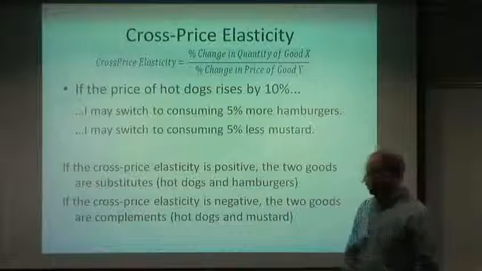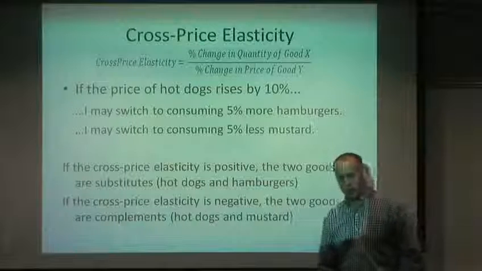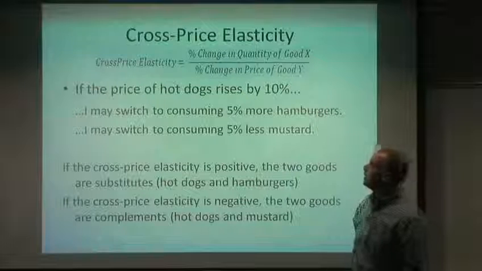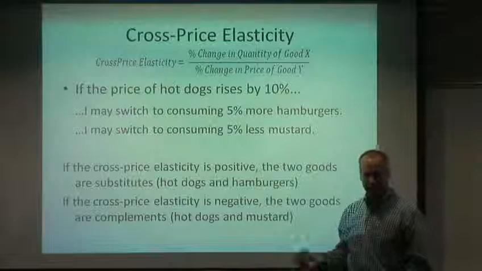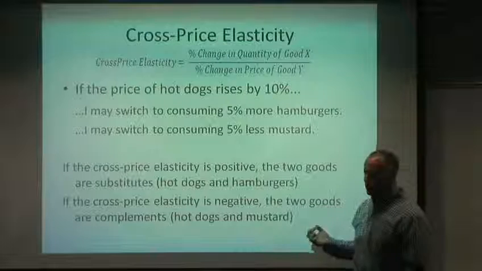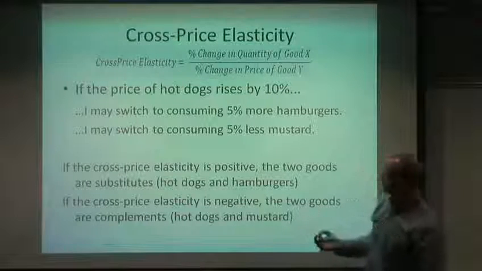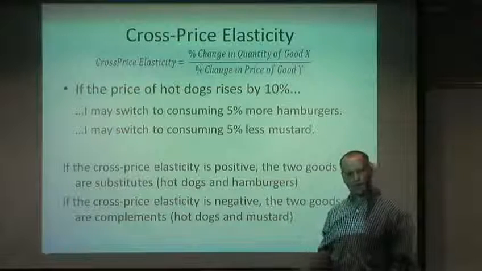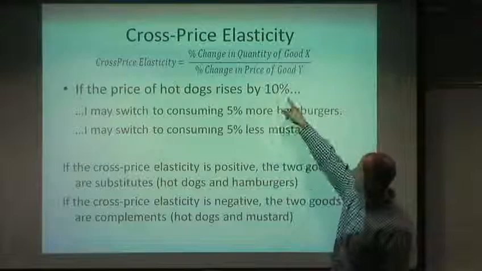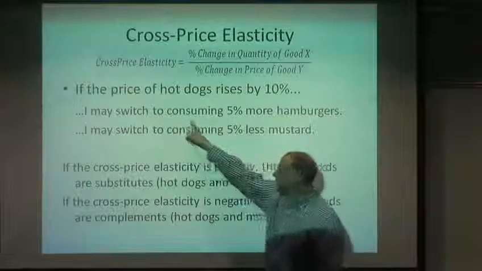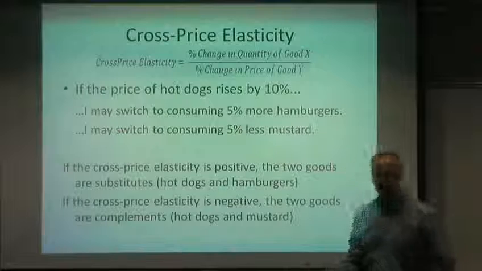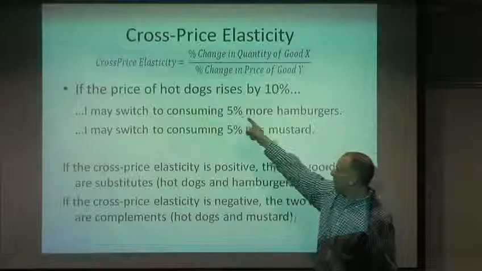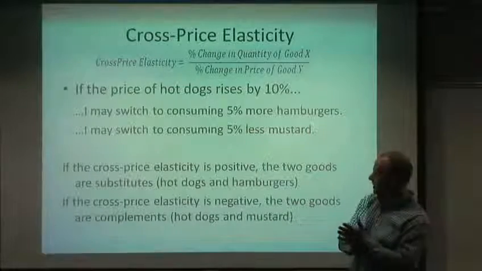Okay, the next elasticity we're going to be interested in is what we'll call cross-price elasticity. In this case, we're interested in the percentage change in the quantity demanded of good X, some good, divided by the percentage change in the price of good Y, some different good. Right? So in this case, we're going to consider hot dogs as our good Y. What happens if the price of hot dogs goes up? If the price of hot dogs goes up by 10%, I may consume fewer hot dogs and more hamburgers. Hot dogs are more expensive when I go to the grocery store, so instead of buying hot dogs, I buy hamburgers. Right? I may consume 5% more hamburgers if the price of hot dogs rises.